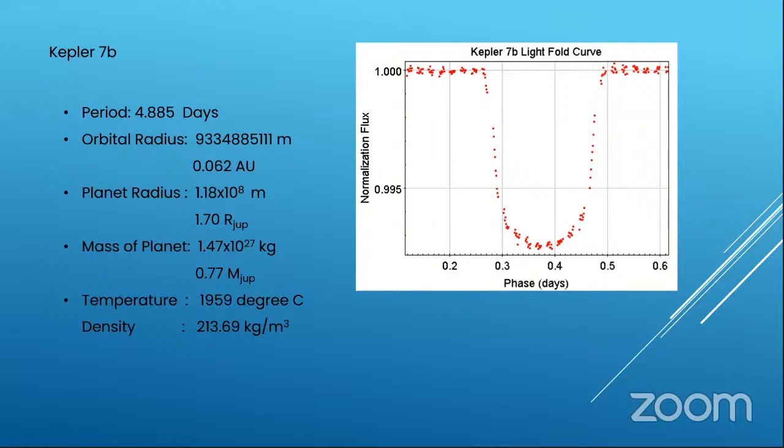The temperature of this exoplanet is 1959 degrees Celsius, and the density is 213.69 kilogram per meter cube.